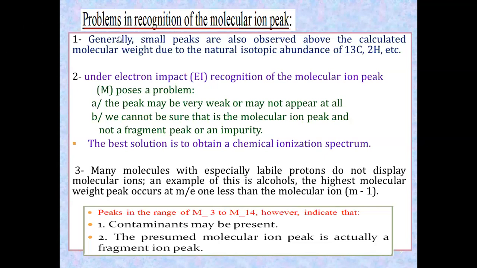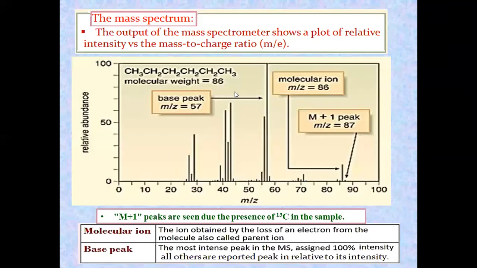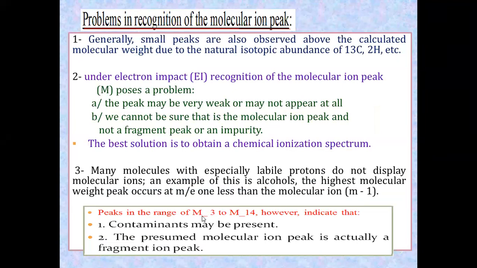Now, what are the problems associated with mass determination? First of all, maybe I have the appearance of more than one peak. If I get M plus 1, as I said before, it will be related to carbon-13, which is the isotope of carbon. But if I get M+3 to M+14, that means I should check whether my compound is pure or not. Maybe it contains impurities. Or if I am sure that my compound is pure, I should check my identification of the molecular ion. Maybe it's not the molecular ion, it's a fragment.